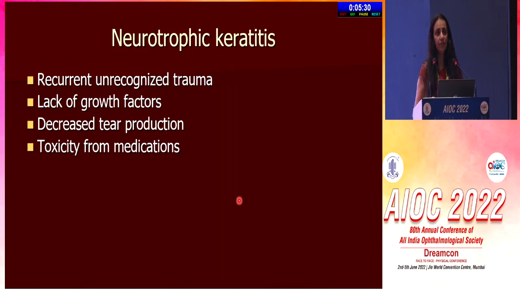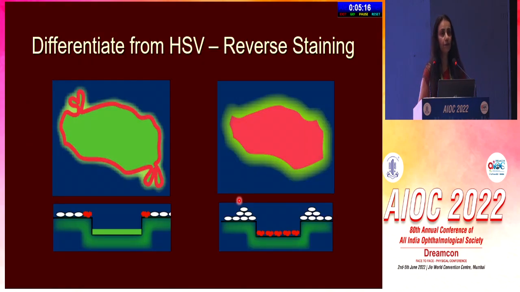Because patients don't have any sensation in their eye. They're rubbing their eye, they don't realize it. When something flies into their eye, they don't produce tears to wash it out of their eye. They don't have growth factors that are coming in from the tear film, so they cannot heal epithelial defects, and that causes a neurotrophic ulcer. Often it's very hard to distinguish, especially with somebody who's got a history of HSV. How do you tell HSV from a neurotrophic component? Because the treatment will be very different.